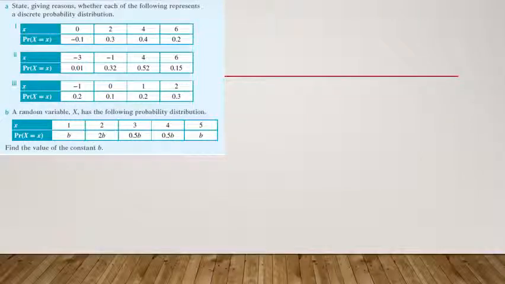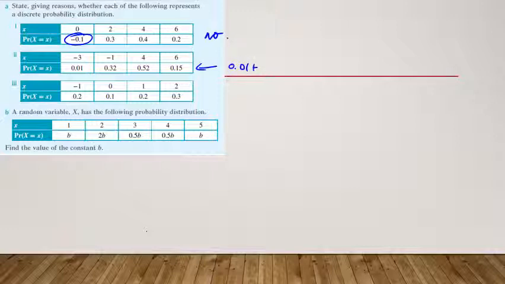Alright, state giving reasons whether or not the following represents a discrete probability distribution. Well, first things first, we can't have negative probabilities, so no. Then look at the second one, we need to add up the probabilities. These values on the top actually don't matter, we just have to add the ones on the bottom to see if it adds up.